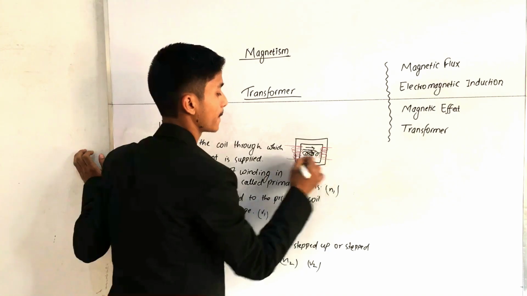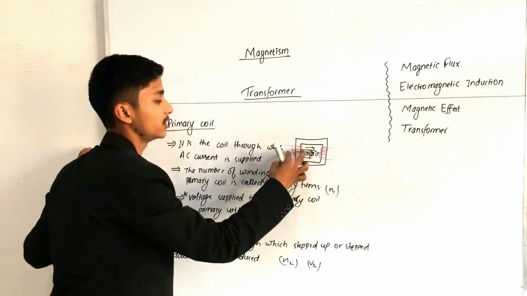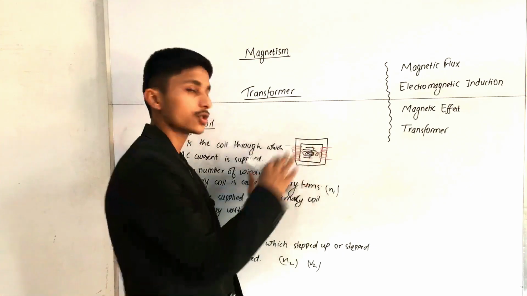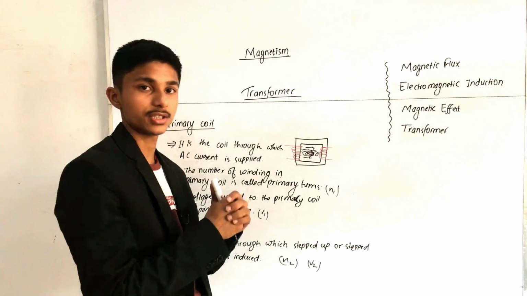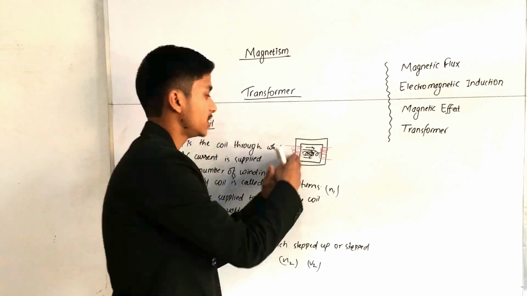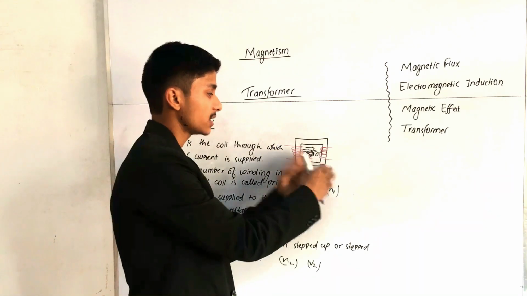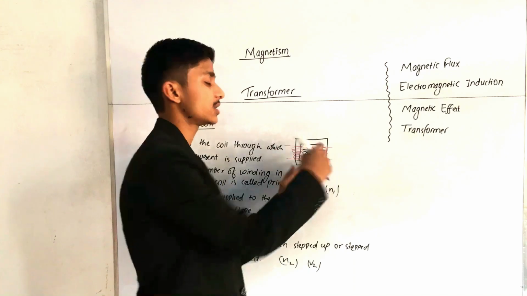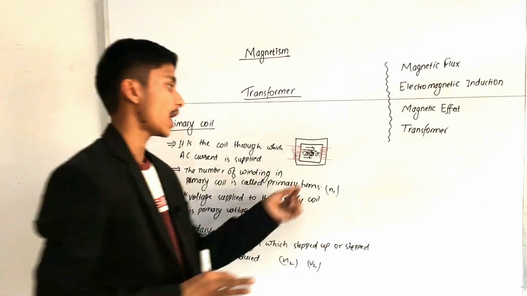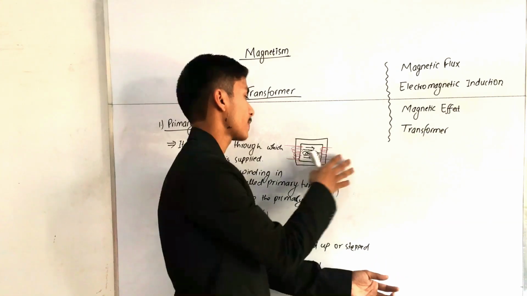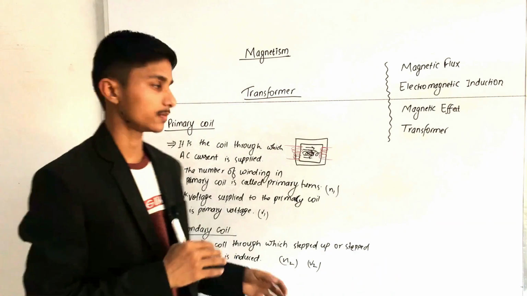Okay, when current is passed in this primary coil, then the magnetic field of this coil, the lines of magnetic force, change, and in this way magnetic flux also changes, and this change in magnetic flux causes the production of current in this secondary coil, and we can get current from this secondary coil.